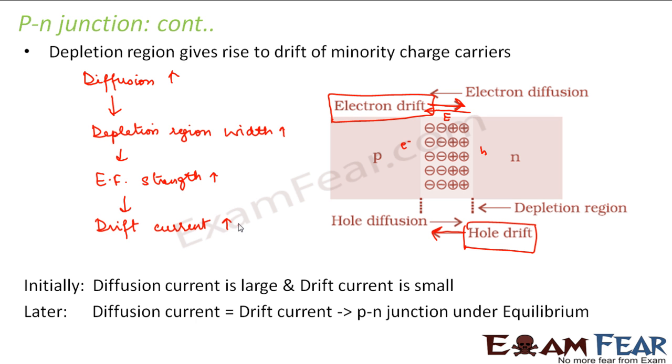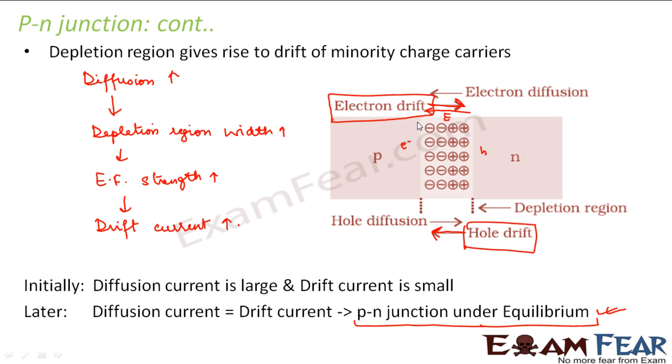Drift current keeps increasing and it reaches a stage when the drift current becomes equal to the diffusion current. And at this stage, we see that a p-n junction is under equilibrium. So a p-n junction is under equilibrium when the width of the depletion region is such that the electric field strength is just enough to overcome the diffusion current, because here you can see that the direction of diffusion current and drift current are opposite to each other.